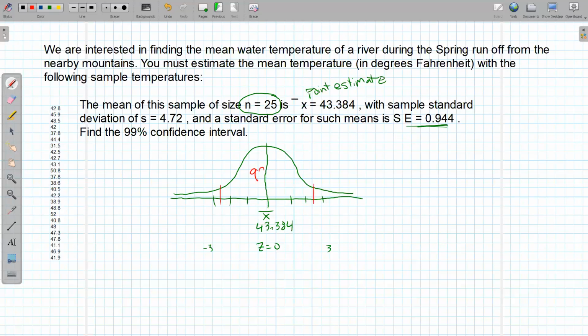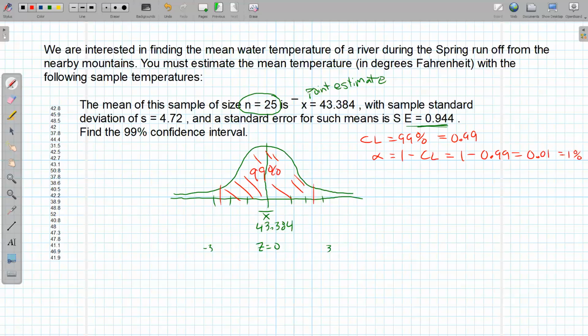So I'm looking for 99% in the middle. So my confidence level here is 99%, which as a decimal is 0.99. My alpha for the tails would be 1 minus that. So 1 minus 99% is 1%.